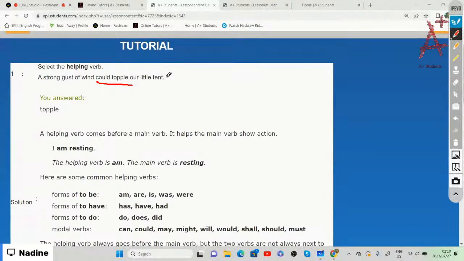And as much as the helping verb always comes in front of the main verb, sometimes they are not next to each other, like in this case. A strong gust of wind could topple it. So could is the helping verb and the main verb is topple.